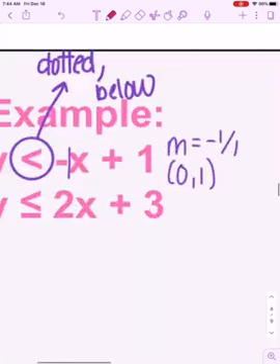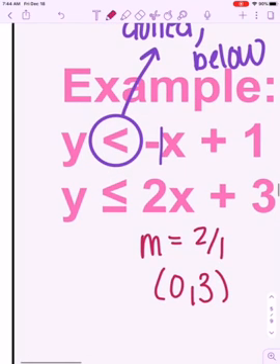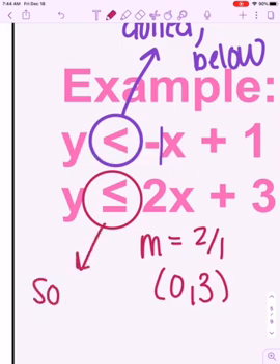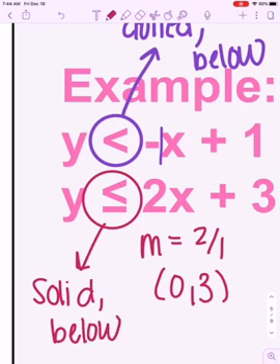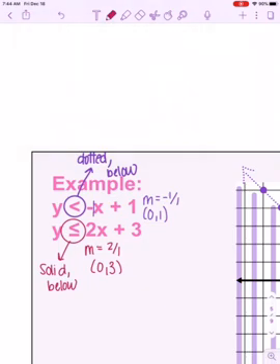And now we can go and do the other one. So that one's done, just leave it there. This one, the y is by itself. Our slope is 2 over 1, and we're starting at 0, 3. This tells me there is a line underneath, which means it's going to be solid. And it is also less than, which will also be below. So it's everything I need to know.